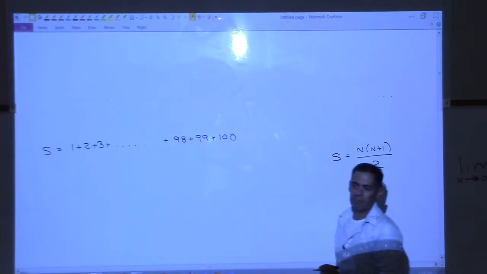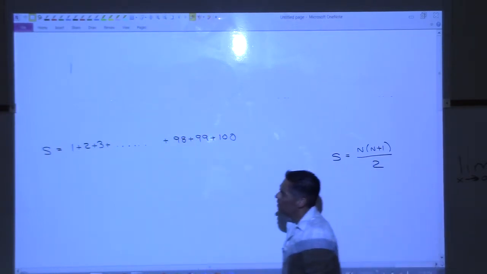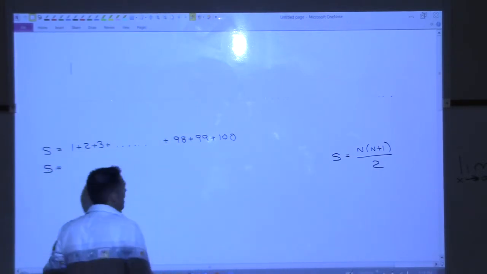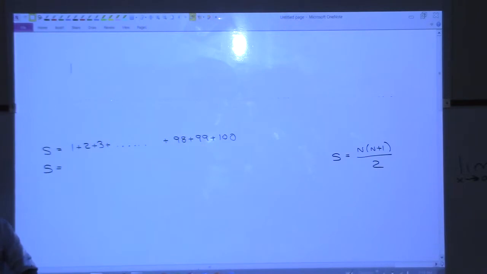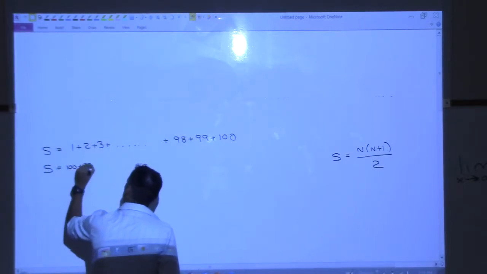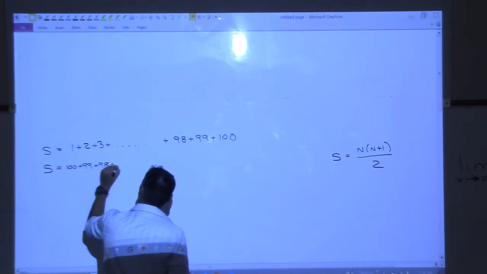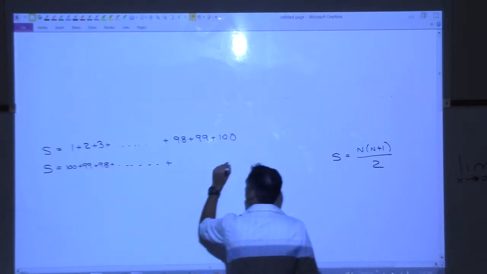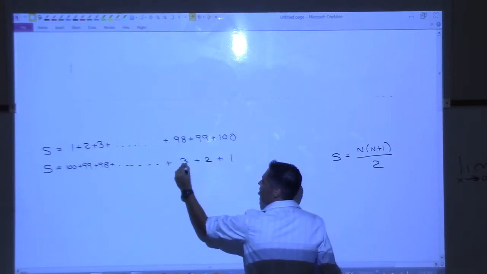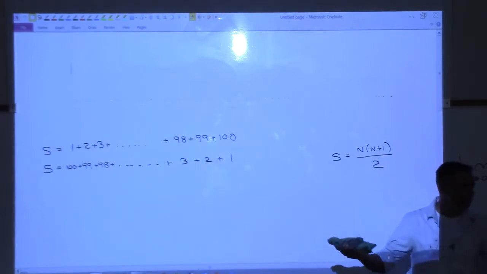Yes? Okay. So Gauss said, well, with addition, it doesn't matter what order I do this. So S is also equal to that sum written backwards. So I could go 100 plus 99 plus 98 plus dot, dot, dot. And when I got to the end, the last one would be 1, the one before that would be 2, the one before that would be 3. So far, we all good?